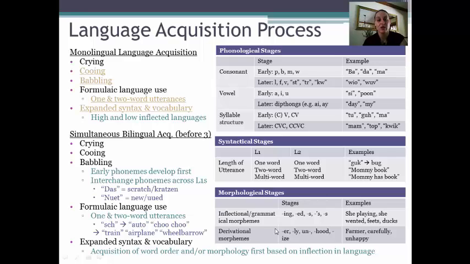Again, remember that whether it's a highly inflected language or a low inflected language, the child is going to differ in what is developing first. If the child is in a situation where language A is a highly inflected language and language B is a low inflected language, there's probably going to be a mix towards the attention that the child gives to word order and to morphology.